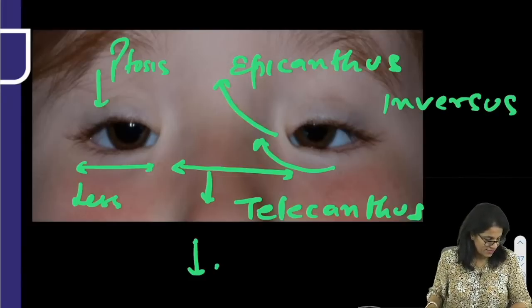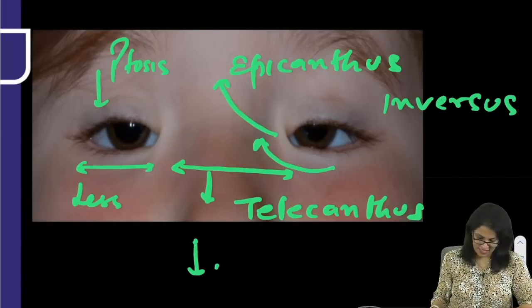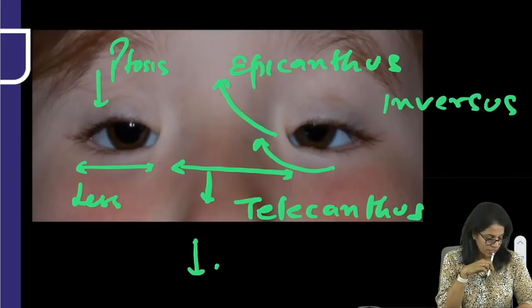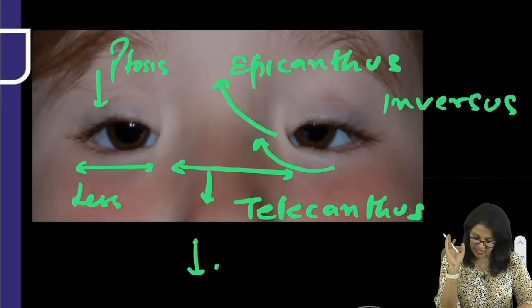No, it's not a blue sclera here. His eyes are like that, Roy. We are only giving you these features: ptosis, less horizontal length, telecanthus, epicanthus inversus.